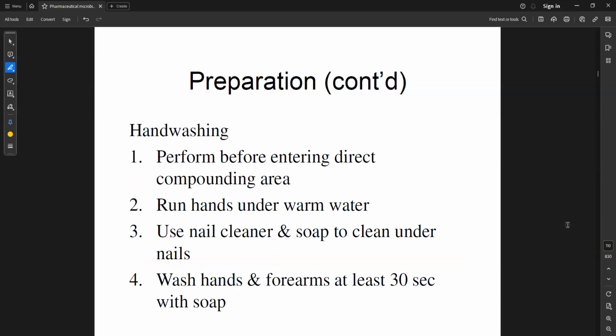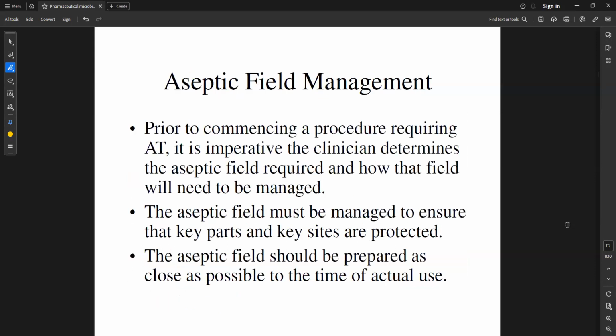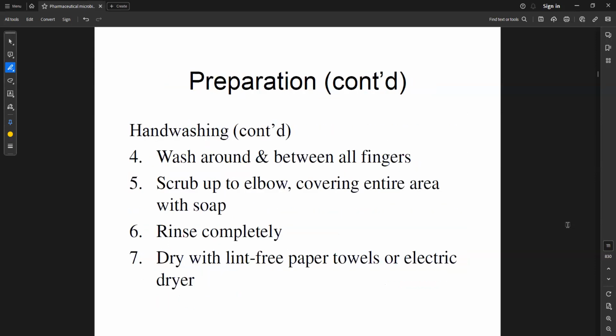Then hand washing is performed before entering the direct compounding area. Under warm water, use a nail cleaner and soap to clean under the nails. Wash hands and forearms for at least 30 seconds with soap. Wash around and between all fingers, scrub up to the elbow, covering the entire area. Rinse completely and dry with lint-free paper towels or an electric dryer.